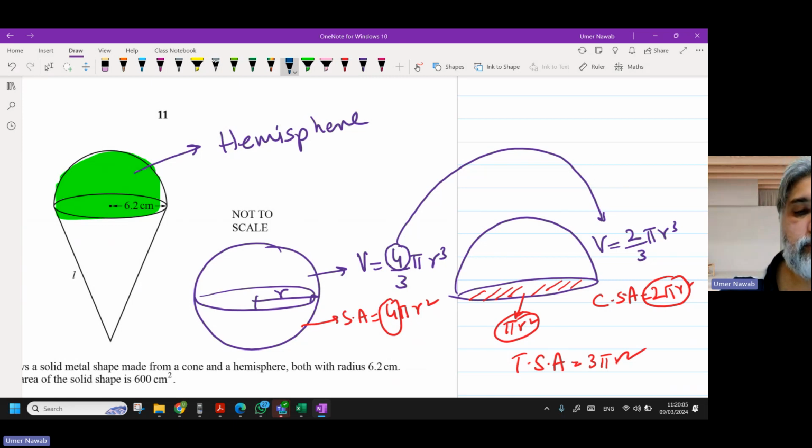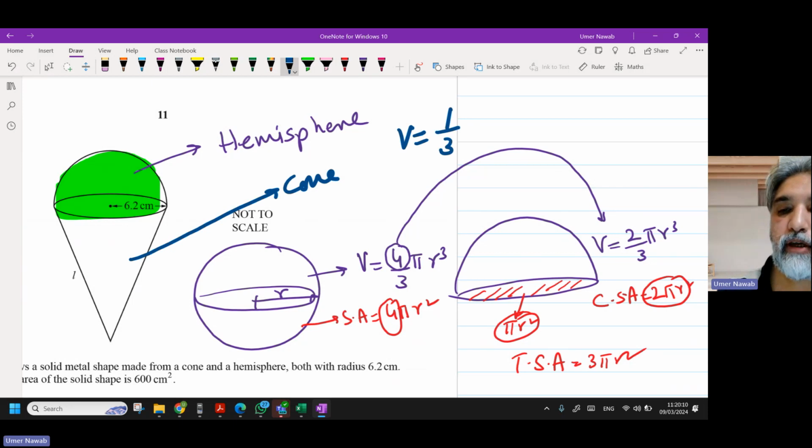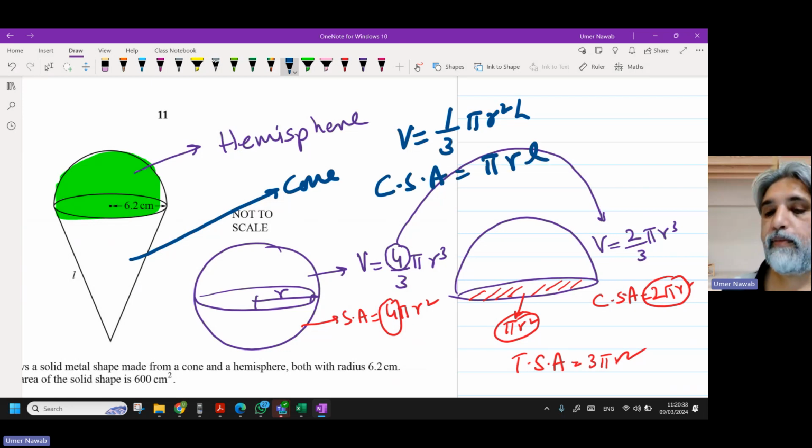Also, let's talk about the cone. The volume of a cone is 1 over 3 pi r squared h. This is the volume of a cone. r is the radius and h is the height of the cone. But if we are talking about the surface area, I can talk about total surface area because it has a top. The curved surface area is always pi r L, and this will be given by the examiner.